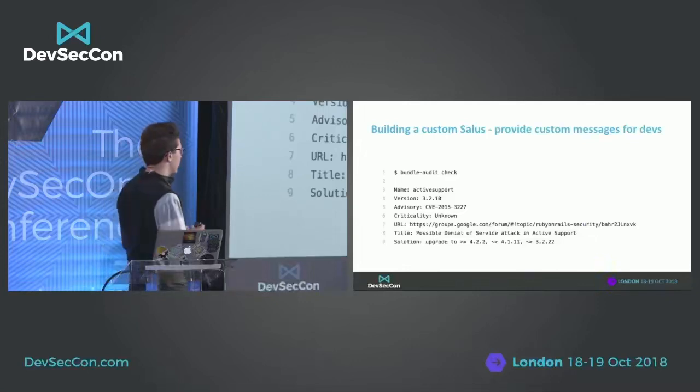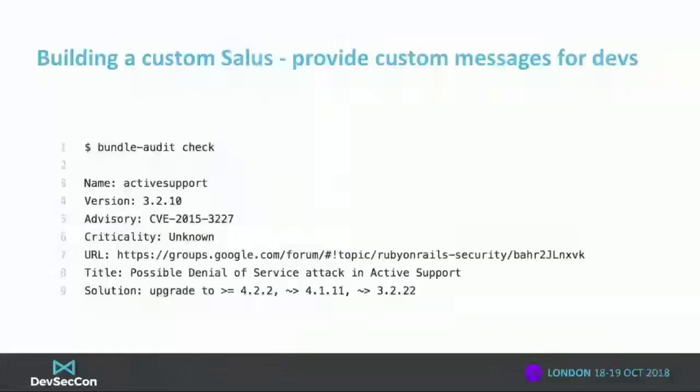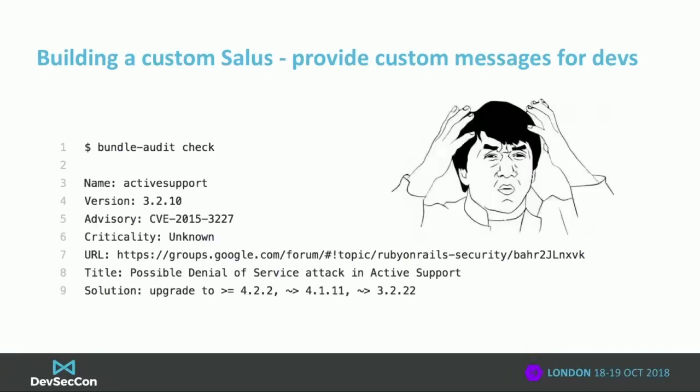So I talked about custom error messages. This is the output from the CVE checker in Ruby bundle audit. Now, to me, because I've been working in security for a while, all of this makes sense to me, and it probably makes sense to everyone in the room. But I know that a lot of developers sometimes get this error message, and they're like, what does this mean? What is a CVE? Why am I being linked to Google Groups? Denial of service I've heard of, but I don't know what it is.